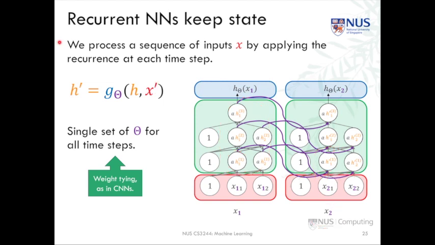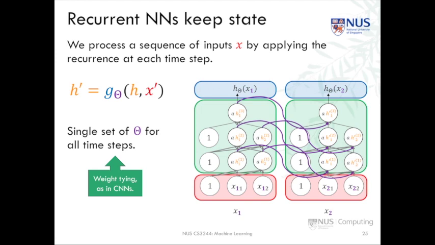So what we're going to do is process a sequence of inputs by applying the recurrence formula at each time step. So here what we want to do is take the current state that we have and use it to compute the next state. We're going to do that by taking a function of the previous state and the inputs at the current state, and then passing that through a nonlinearity to get the current state.